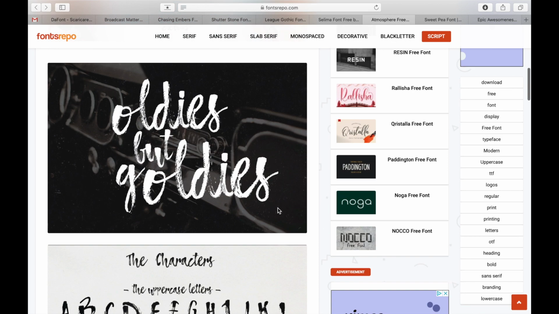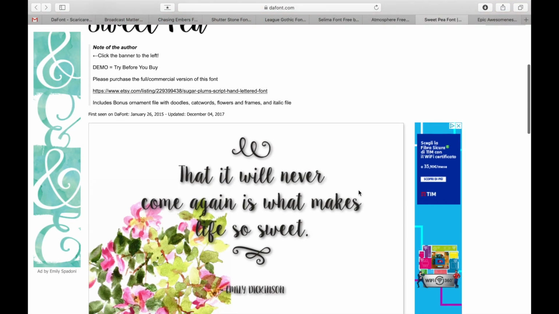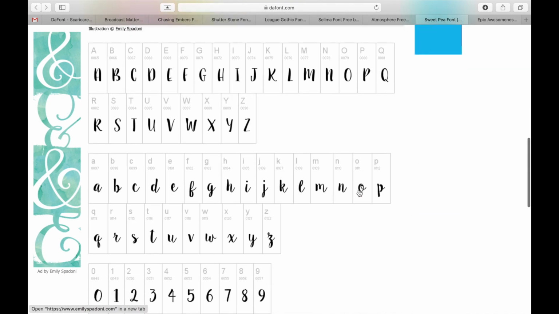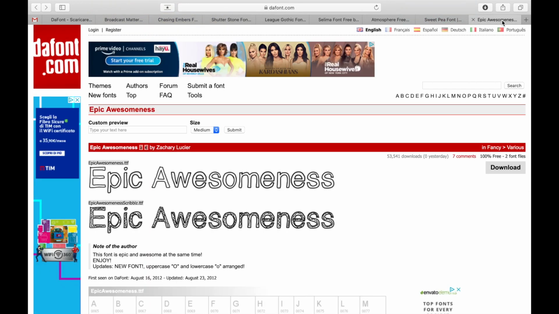One of the best things about these sites is they really give you lots of examples. They show you exactly what the font is going to look like, all of the characters, the numbers, the letters, the accents, and this makes it really easy to know what you're getting before you decide to download the font.